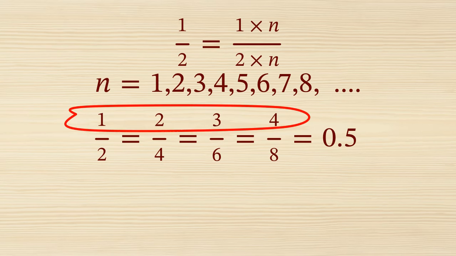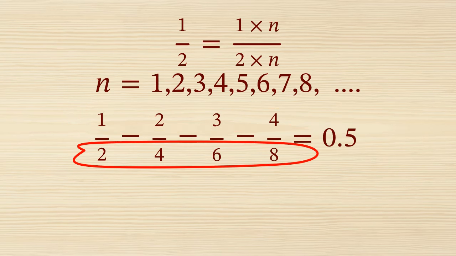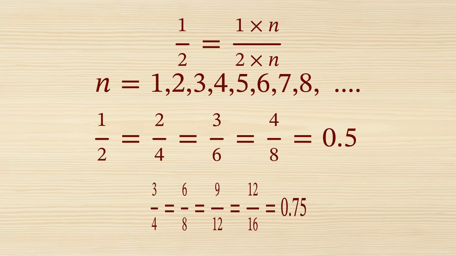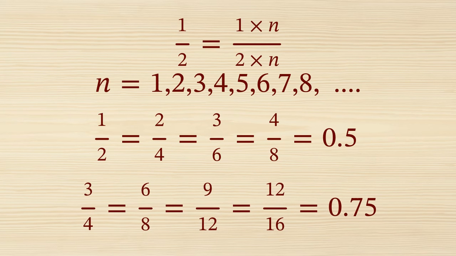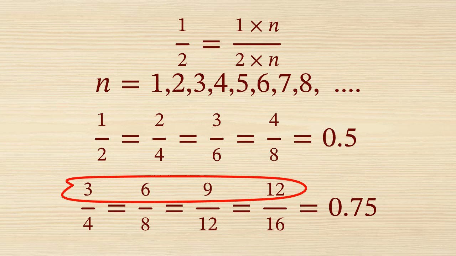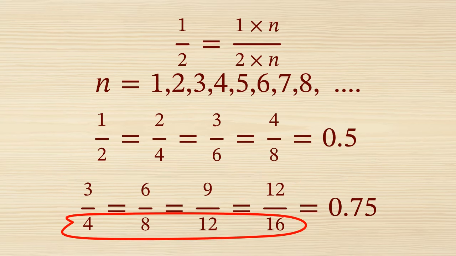When you look at the numerators in this example, all the numerators are multiples of 1, while the denominators are multiples of 2. In the second example, we have 3 over 4. The equivalent fractions of 3 over 4 are 6 over 8, 9 over 12, 12 over 16, and the rest of it. And they are all equal to 0.75. When you look at all the numerators here, the numbers at the top, they are all multiples of 3, while the denominators are all multiples of 4.